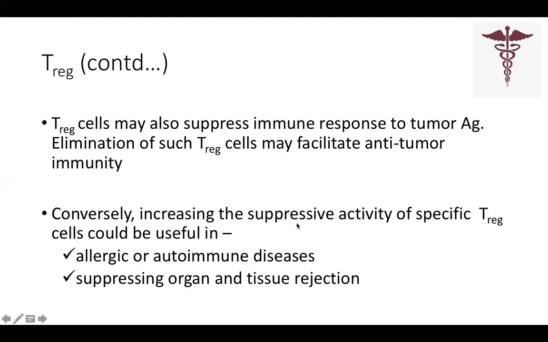Conversely, you might want to increase the Treg cells when you want to suppress. So when you want to give an organ transplant, or when the patient is suffering from autoimmune diseases, allergies, तब Treg बढ़ा दोगे आप, tolerance बढ़ जाएगा.